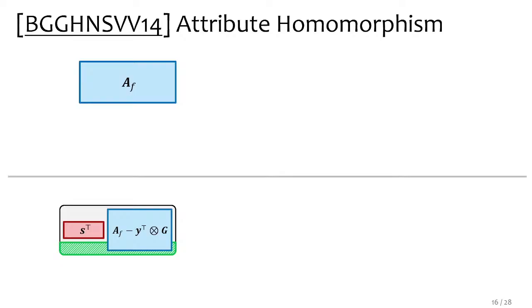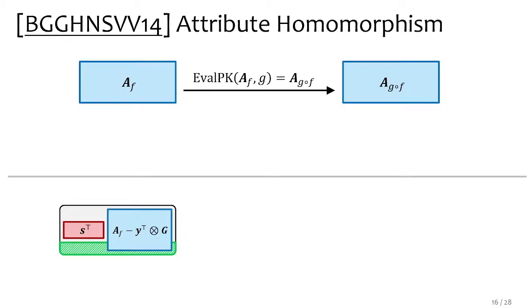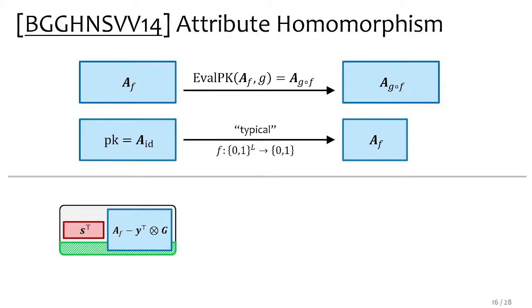So given any matrix corresponding to any function, which might have a multi-bit output, you can compose it with any function whose input is the same size and obtain the matrix for the composed function. And typically, what you'll see in the paper is that you start from the matrix for the identity, and you can evaluate any single bit function to obtain A_f, the matrix A_f. But it's better to think of it in the first way.